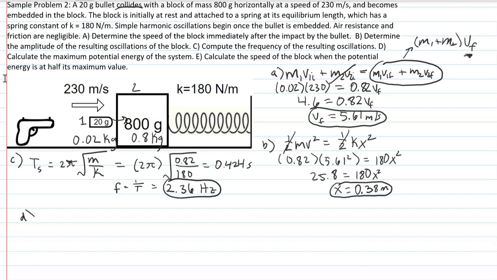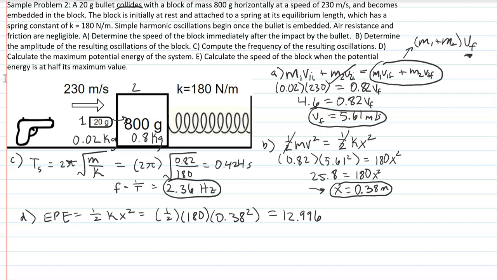So for part d, we can say that the elastic potential energy at its maximum is equal to 1/2 kx squared, where k is equal to 180, and x is what we calculated in part B. And if you plug that all into your calculator, you should get 12.996. And the units for energy are joules.